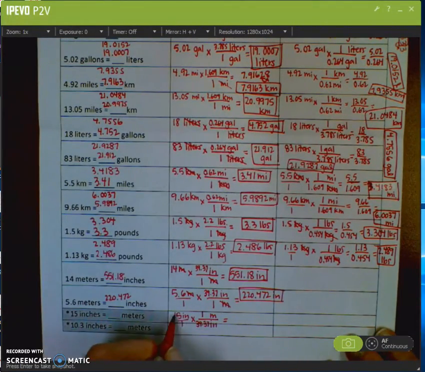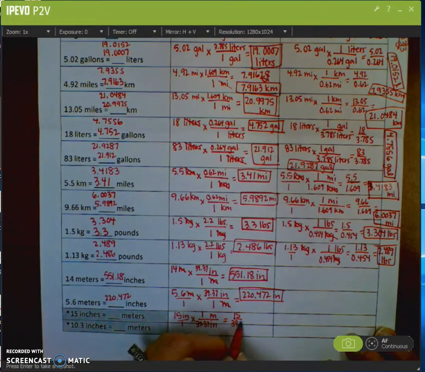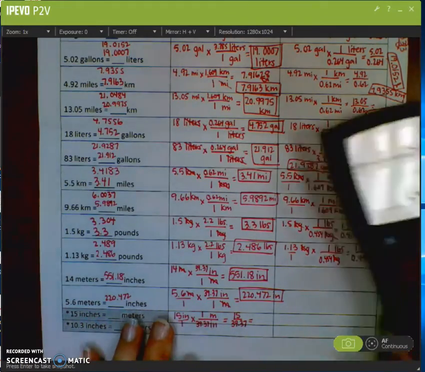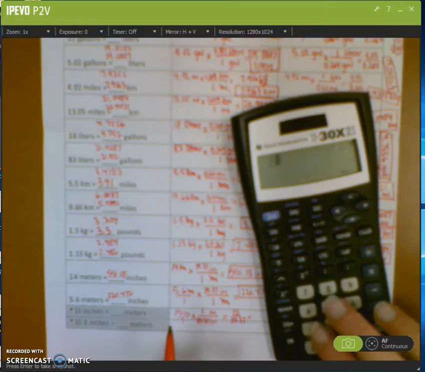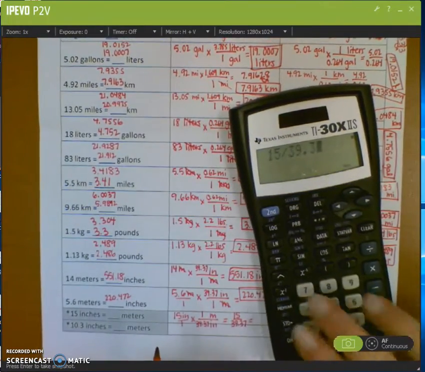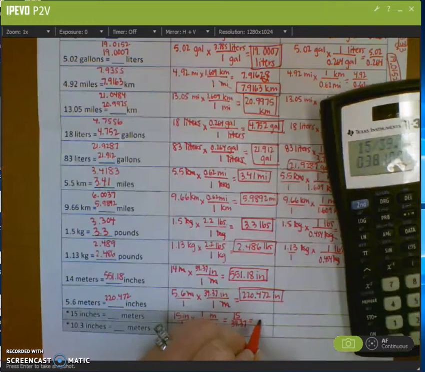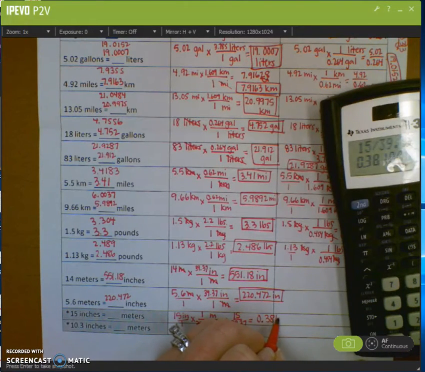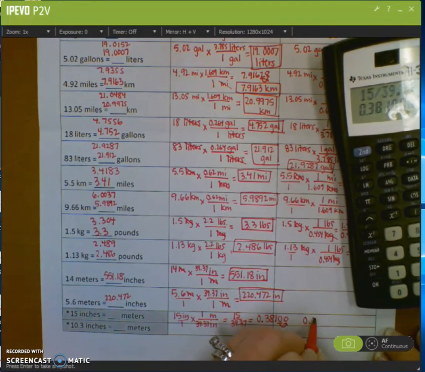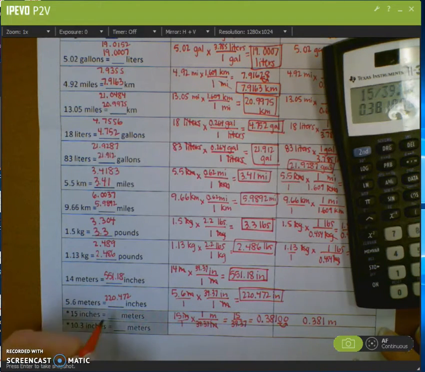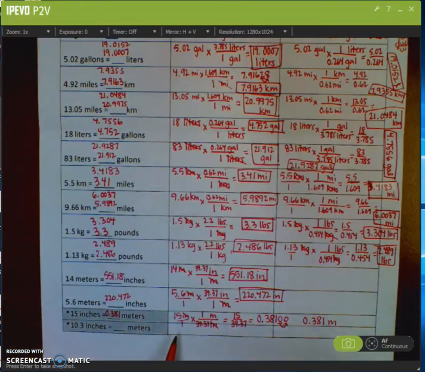And when I do that and come straight across, 15 times 1 is 15, and 1 times 39 and 37/100 is 39 and 37/100. The fraction bar tells me to divide, so I have 15 divided by 39.37, 0.38100. So to the 10,000th, we're just still at that 0, so 0.381. And then inches cross reduce, and I get meters. So 0.381 is my answer here. At this point, I would challenge you to pause this and try the next one on your own, and then check back.